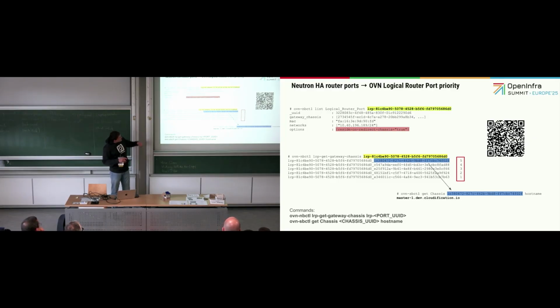LRP get gateway chassis, which is showing you priority tables for the traffic. So here is the list of all of these gateway chassis for this exact port, and you can see different priorities, which I marked with red. The highest priority means the actual active interface right now, which is getting all of this traffic. So right now, in this example, it's the master 1 node which is getting all of this traffic. And if it's gone, the priority will be changed, of course, and the traffic will go to another.